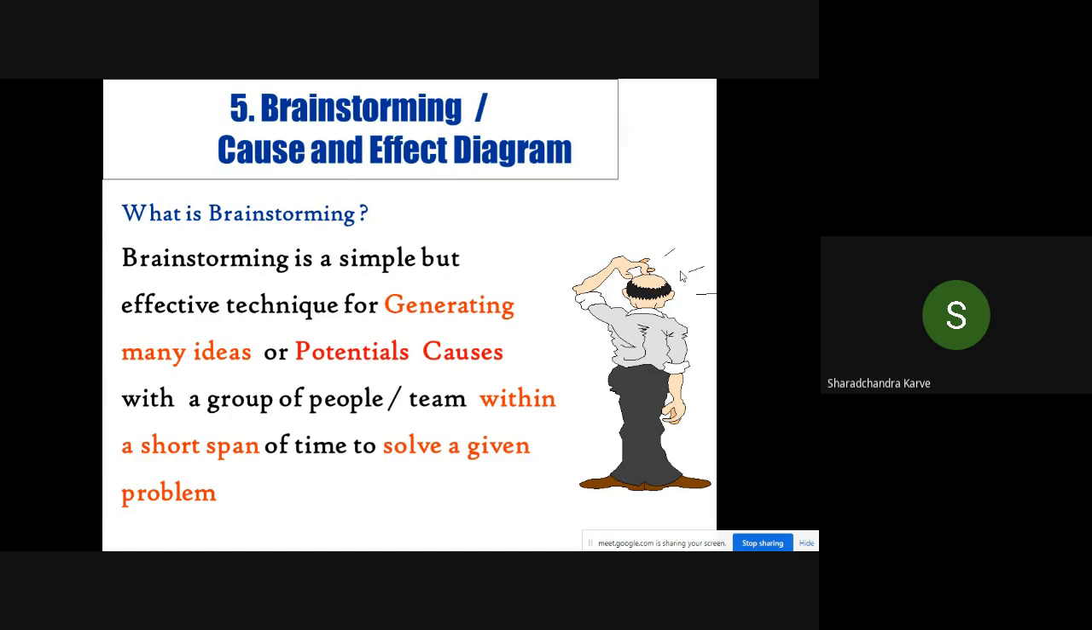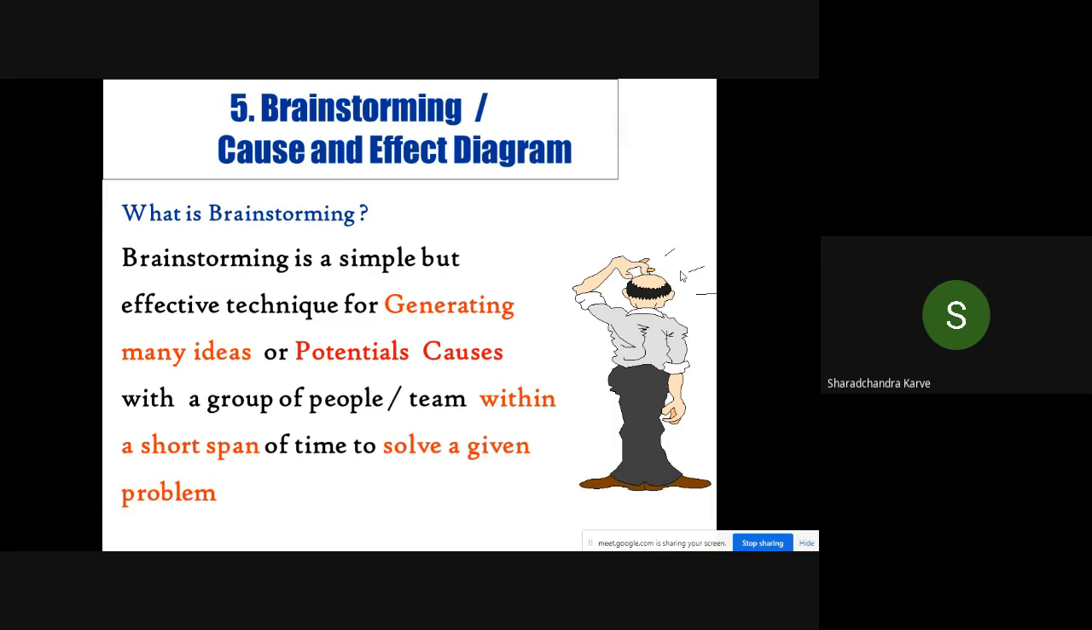How can we build a consensus for implementing a solution? By involving them in a brainstorming. And once they are involved in brainstorming, they feel that I am also part of the solution, and it has come out of our discussion, or rather brainstorming. So he will definitely support the implementation of the solution.